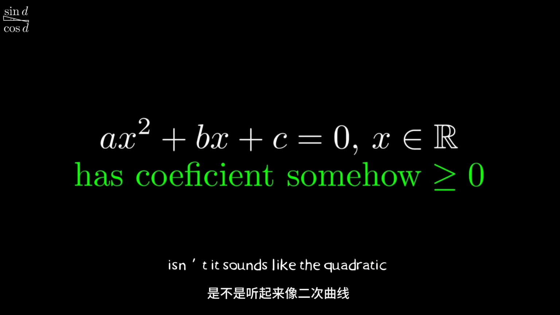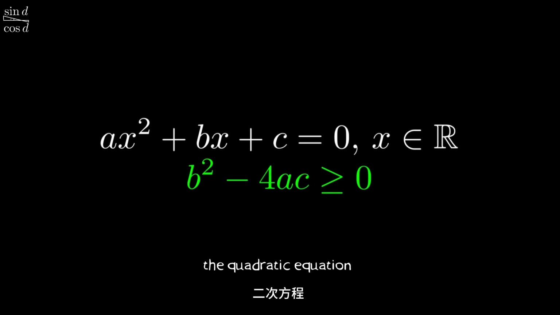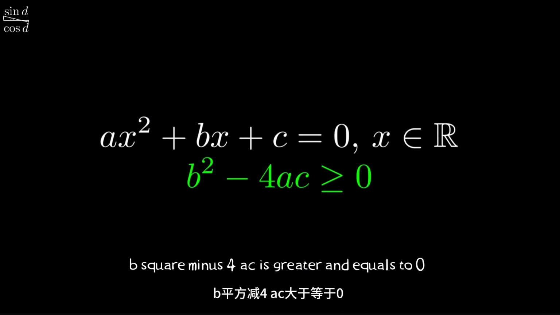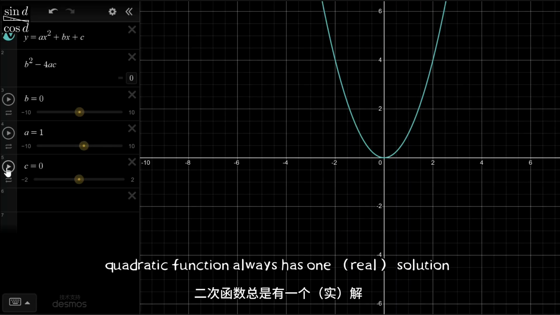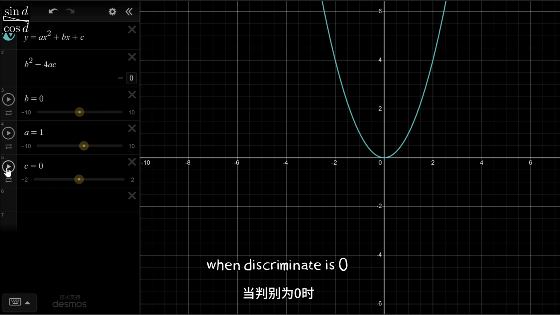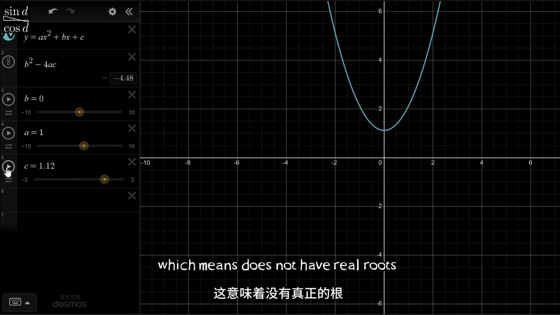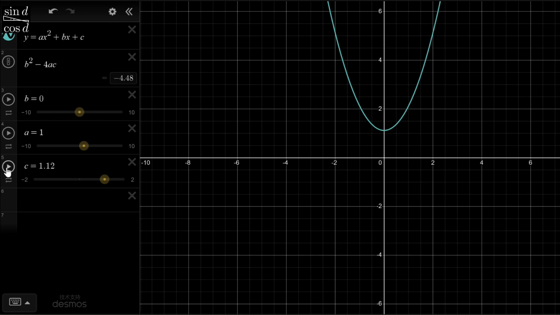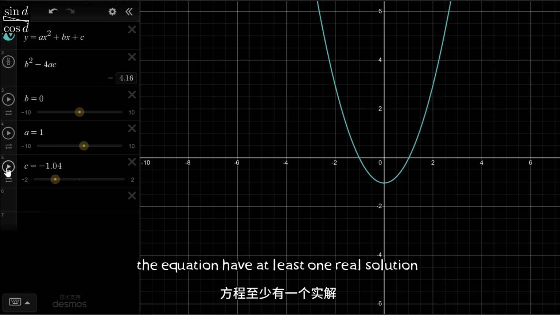Doesn't that sound like the quadratic equation and its discriminant? More specifically, the quadratic equation has real roots if and only if b squared minus 4ac is greater than or equal to 0. A quadratic function always has one solution when the discriminant is 0. When it goes negative, the function does not have an x-intercept, which means it does not have real roots. Therefore, when the discriminant is greater than or equal to 0, the equation has at least one real solution.